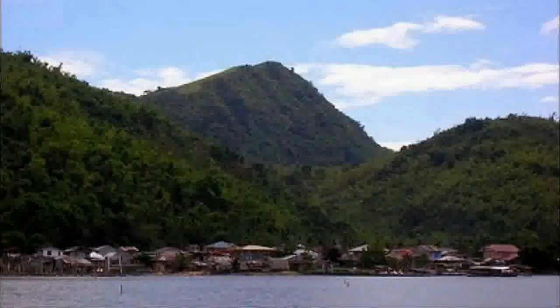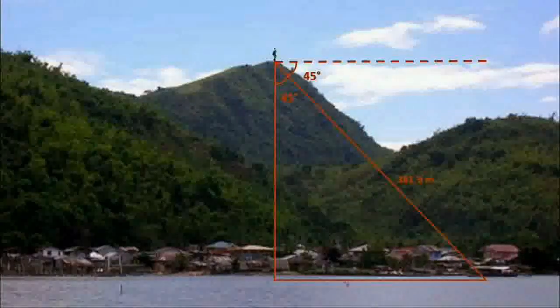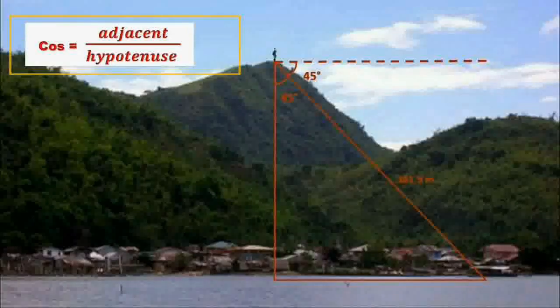To measure the height of the highest part of Mount Tagapo, when you're on the flat ground near its peak, we will look for the given values. The angle of depression is 45 degrees, and its complementary angle is 45 degrees. We are looking for the height, which is adjacent to 45 degrees. The measure of the hypotenuse is given, which is 381 and 9/10. Therefore, we can use cosine, which is the ratio of adjacent over hypotenuse.